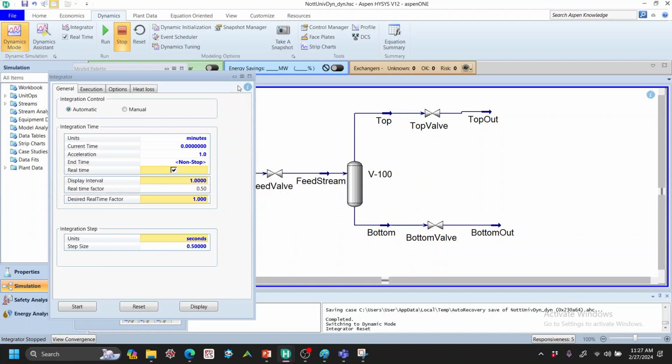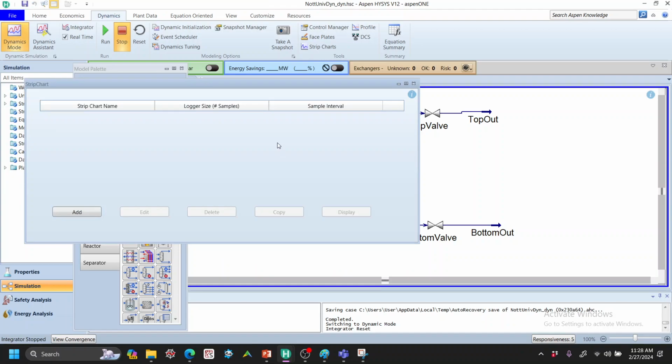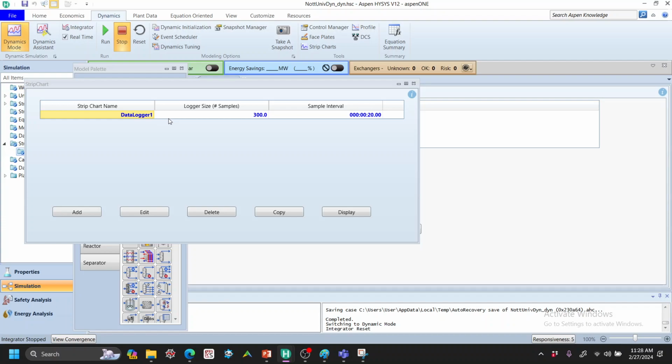Now, before we do that, display. I don't remember. No. So we close this before we do anything else, and then we go to strip charts. I think we can use strip charts because we need to know the pressure here and the level here, right? So click strip charts again, click strip charts and then click add. So data logger one. Sample size, the number of samples is like 300, we'll make it 10,000, whatever. Interval every 20 seconds, yeah, every 20 seconds.